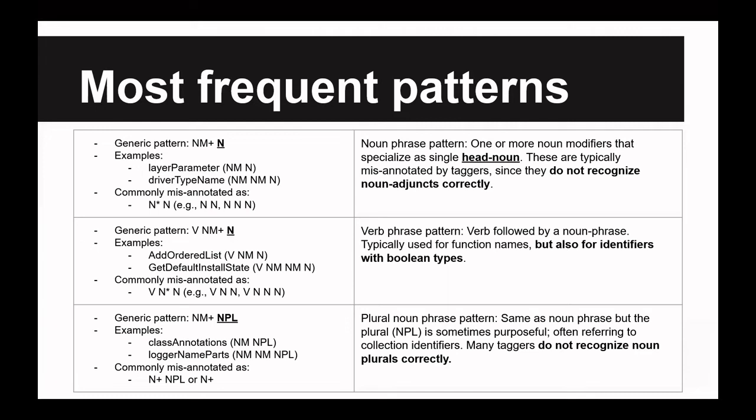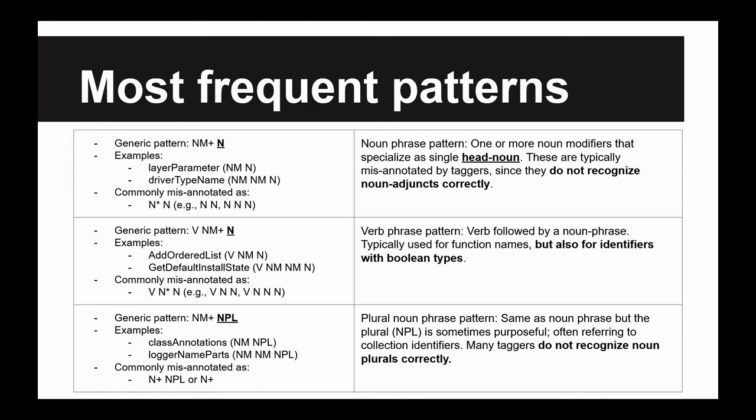The first pattern is a noun phrase pattern. This is 1 or more noun modifiers that specialize the meaning of a head noun. The head noun of a phrase is typically the rightmost noun in the identifier and is representative of the in-memory entity that the identifier refers to. Some examples of this are given on the left: layer, parameter, and driver type name. In these examples, the words layer, driver, and type are used to help us understand the head nouns, parameter, and name.